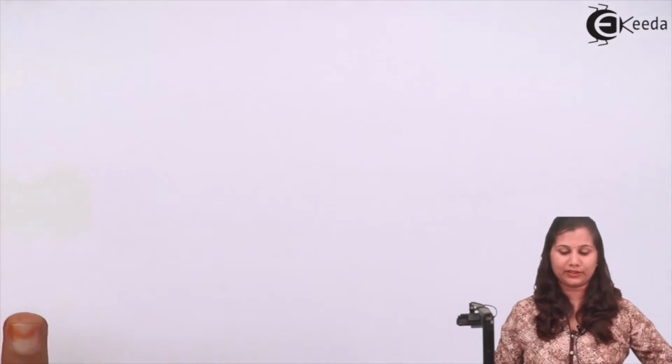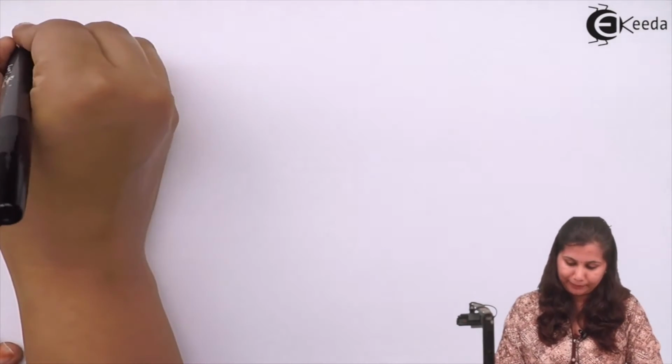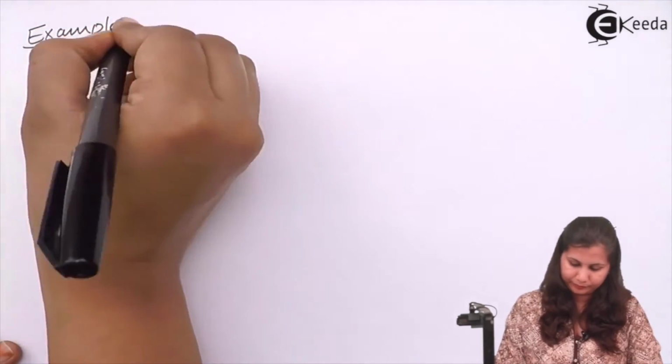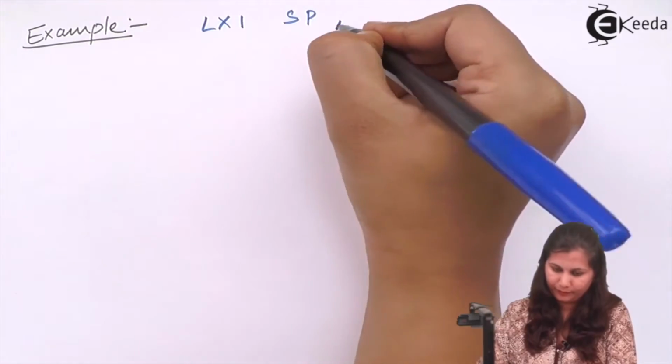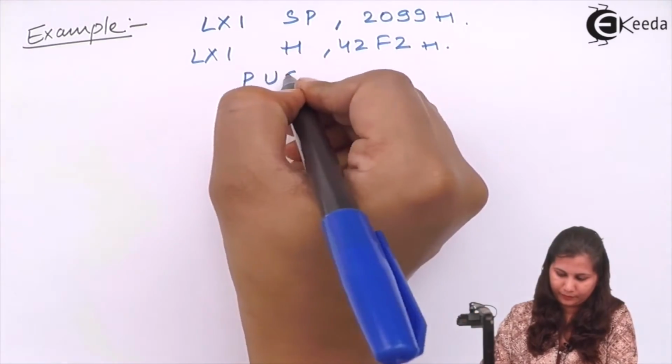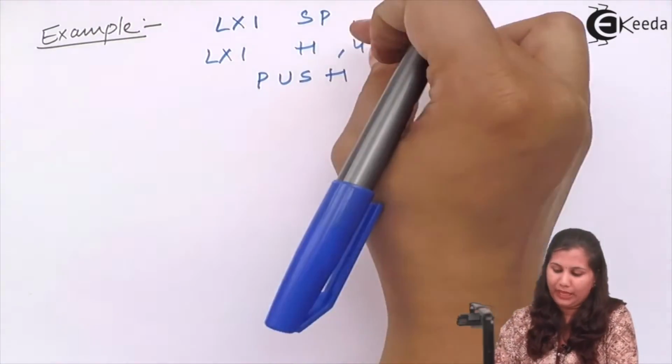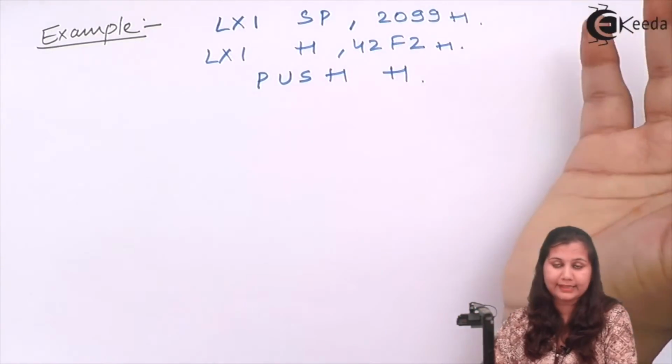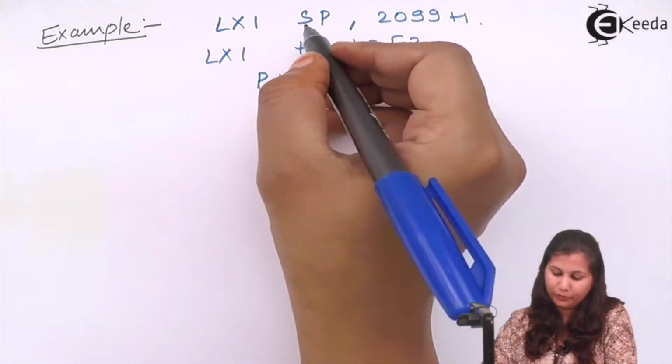In LXI, SP, push, pop, only the contents are copied. The contents of the source register are not altered, they remain the same, but the contents of the destination are changed. So these are only copying instructions, no transfer is there. Now let's take an example. We have these three instructions. Let's see how the microprocessor is going to execute them.